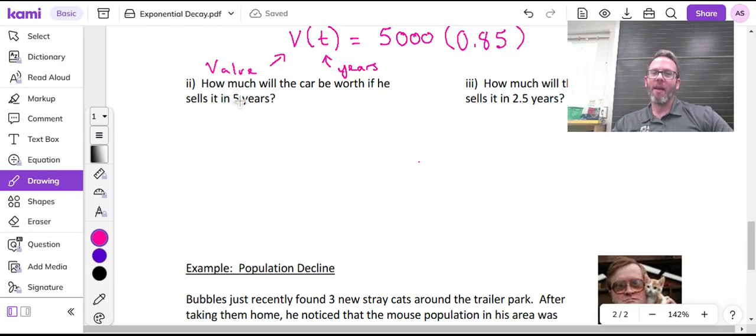How much will the car be worth in 5 years? So now we can do V of 5.